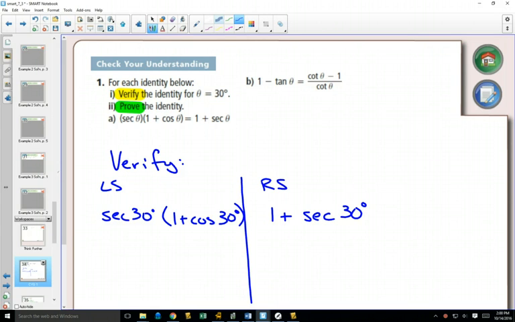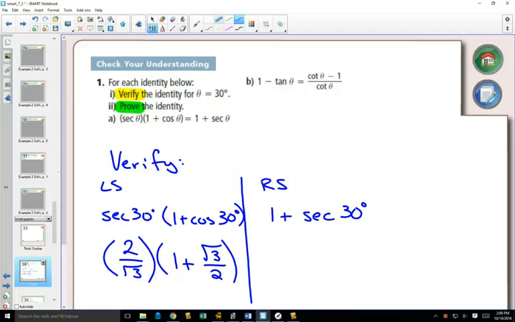So you'd have to go to your pie plate and figure out each of these. What is secant of 30 degrees? Well, cos of 30 degrees is root 3 over 2. So secant of 30 degrees will be 2 over root 3. And then you would have 1 plus, and cos of 30 degrees is root 3 over 2. And on the right side, we would have 1 plus secant of 30 degrees, which is 2 over root 3.